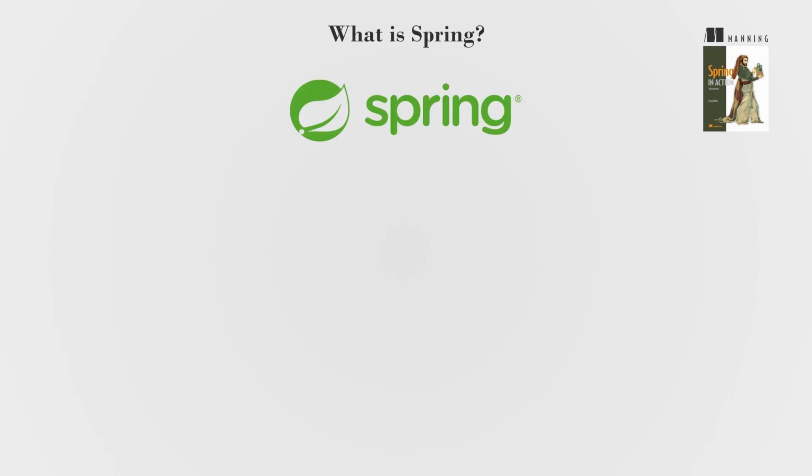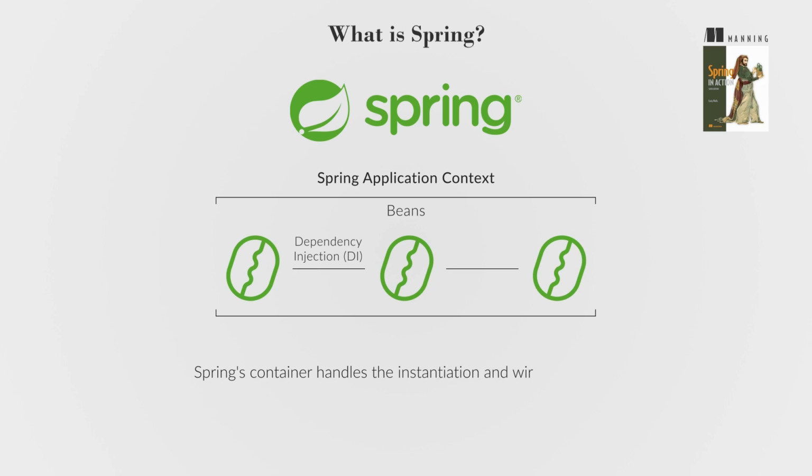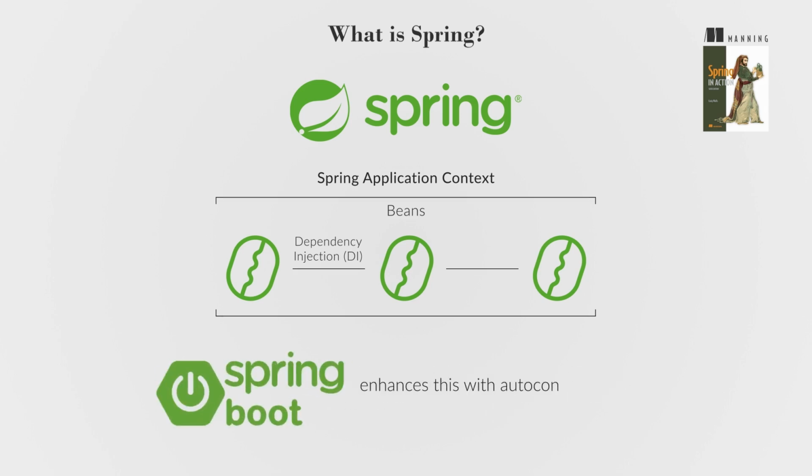Spring is a powerful framework that manages application components known as beans within a container called the Spring Application Context. Dependency injection, DI, is a core pattern used by Spring to connect these beans, allowing for loose coupling and easier management of application components. Spring's container handles the instantiation and wiring of beans, which can be automatically detected and configured using auto-wiring and component scanning. Spring Boot enhances this with auto-configuration, reducing the need for explicit configuration.